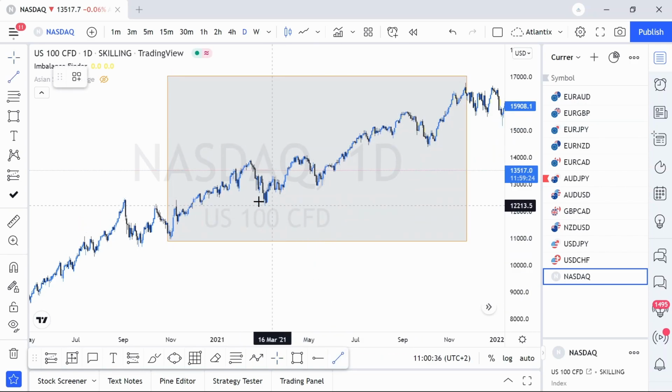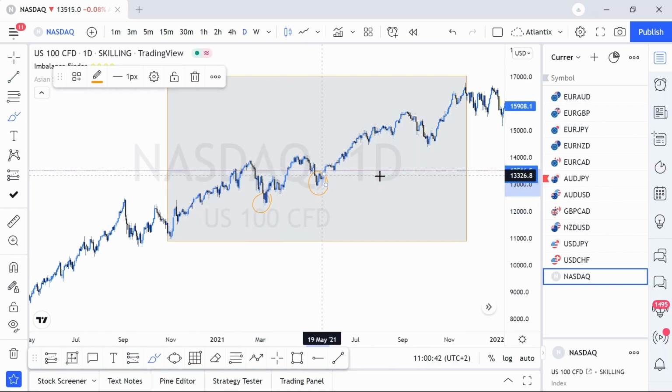For me, I see this point. Let me use my pen. I see this point as a major point. This point is a major point. This point is a major point. It sticks out to me more. I'd say this is a major point. This is a major point, and this is a major point.